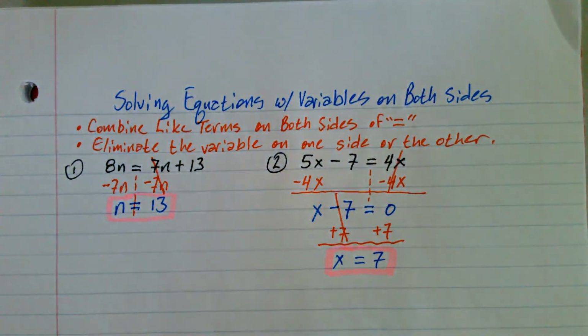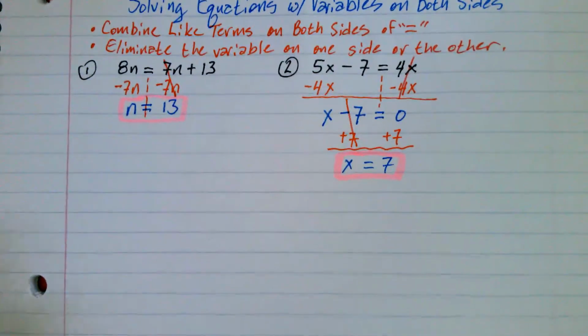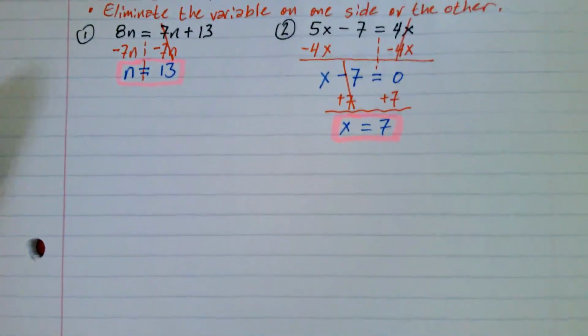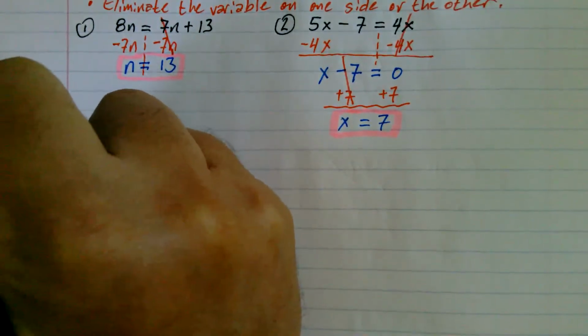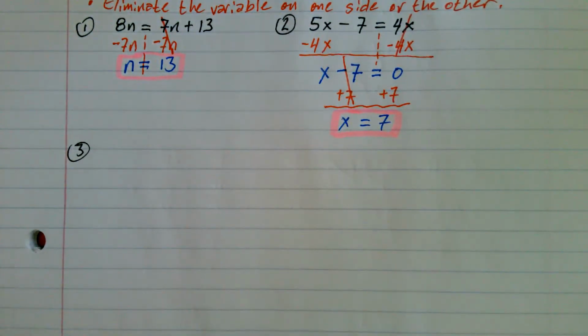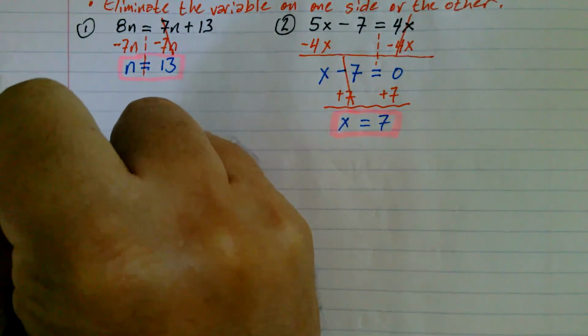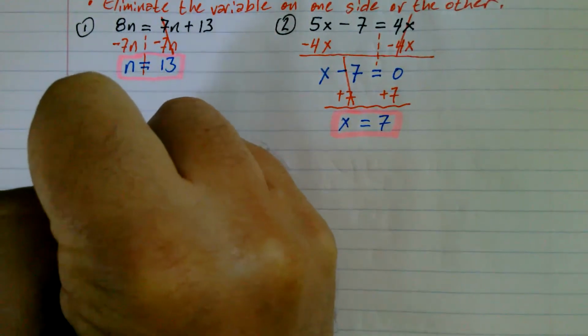Ready for the next one? Number 3. Number 3. Okay, here we go. All right, so this one is 6k minus 8 equals 4k. 6k, oops, well, 6x now.